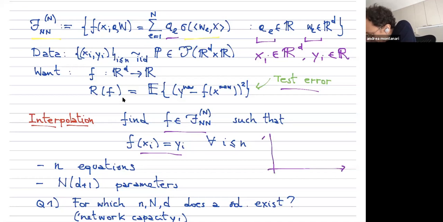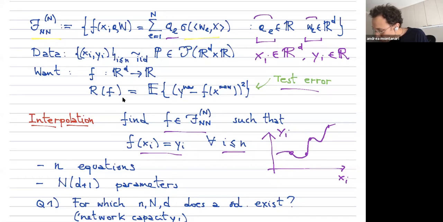The picture that you would have in mind is that the x_i are here and the y_i are there, and your function exactly passes through all the data points. Mathematically, this means that you have a set of lowercase n equations, n being the number of data points, in a number of parameters, where now the parameters are the a_l and the w_l. So in total, you have capital N times (d plus 1) parameters. Okay, so you have roughly N d parameters and lowercase n equations. And the question is, can you solve this?